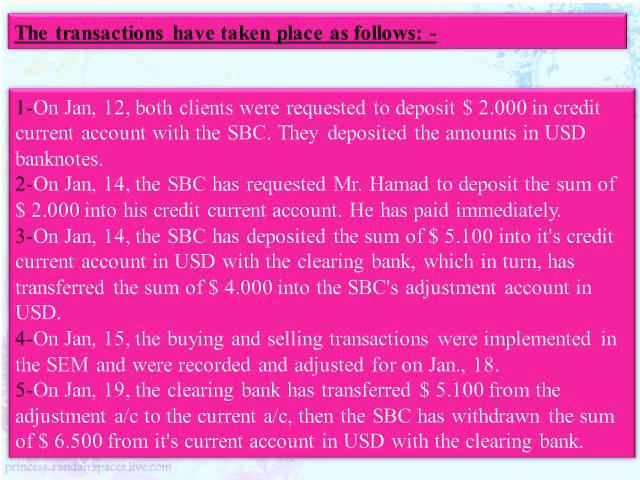On January 15, the buying and selling transactions were implemented. They were carried out. But the question is, from where did we compute the $5,100 that the buyer has deposited with the SBC, such that the SBC has taken them to its current account with the clearing bank? On January 15, the buying and selling transactions were implemented in the SEM and were recorded and adjusted for on January 18.